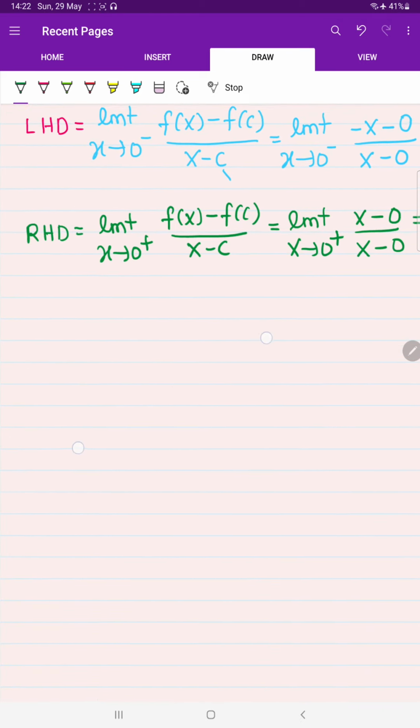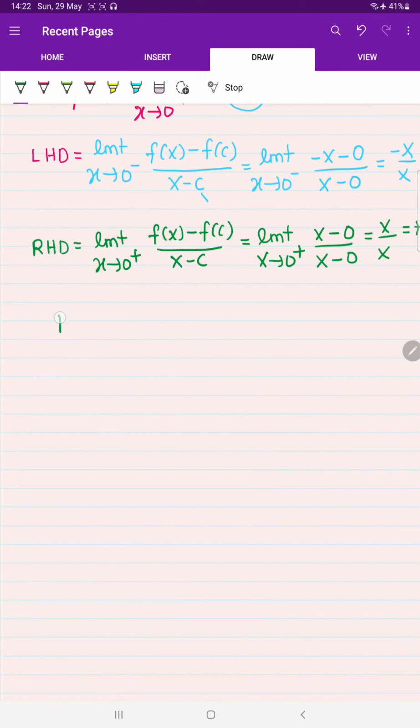After finding these two, you have to check whether the value of the right hand side derivative and left hand side derivative are equal or not. If they are equal, then you can say the given function is differentiable. Whether the function is differentiable or not? Yes, sir, this function is differentiable, because left hand side derivative and right hand side derivative are equal. Suppose the right hand side derivative and left hand side derivative are not equal, then you can say no, sir, the given function is not differentiable.